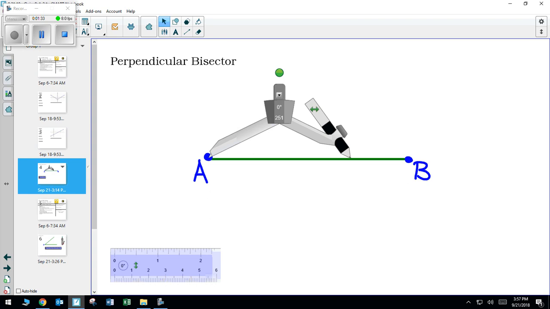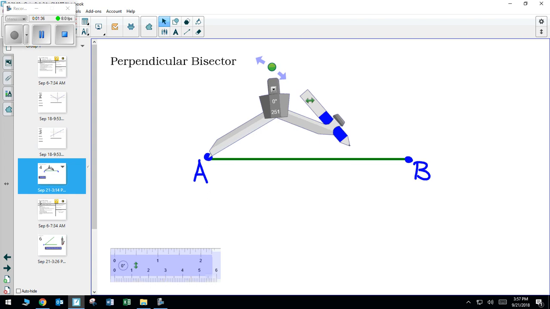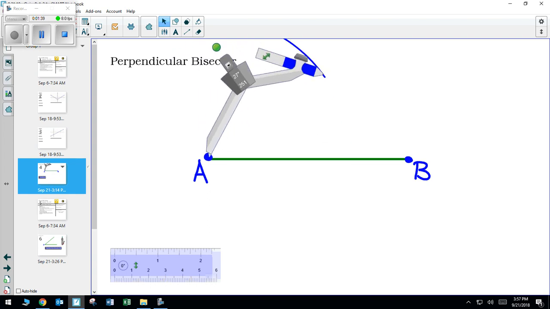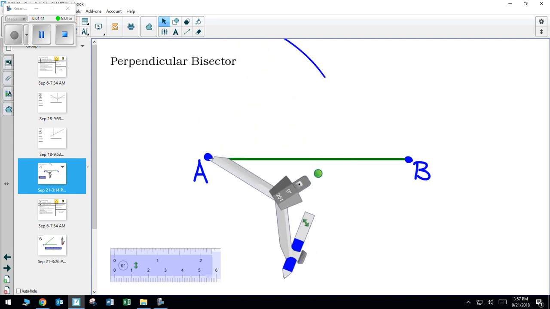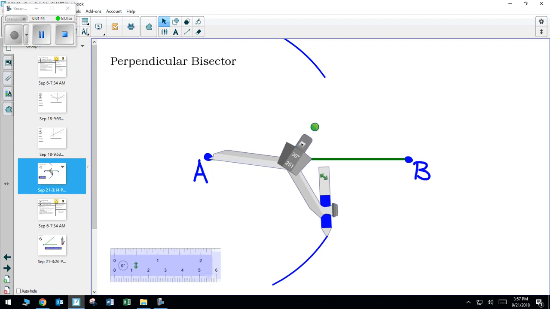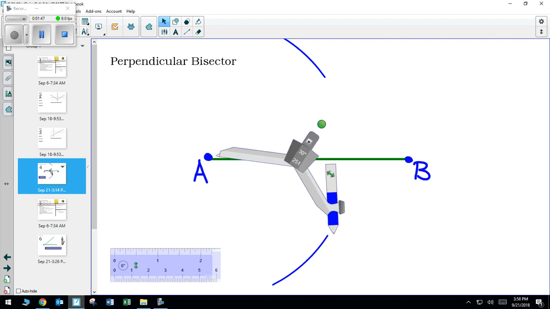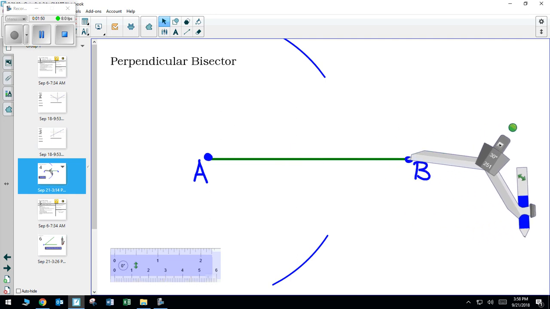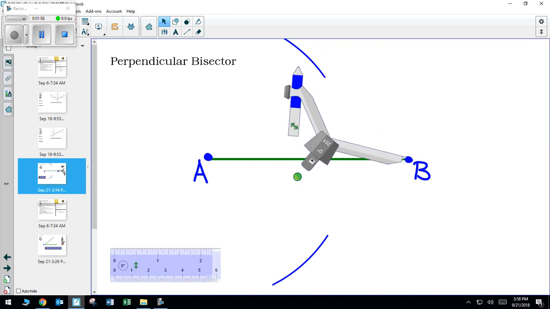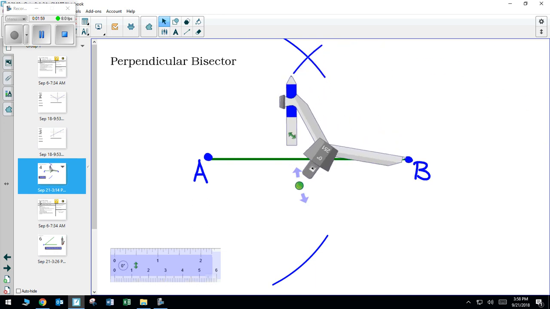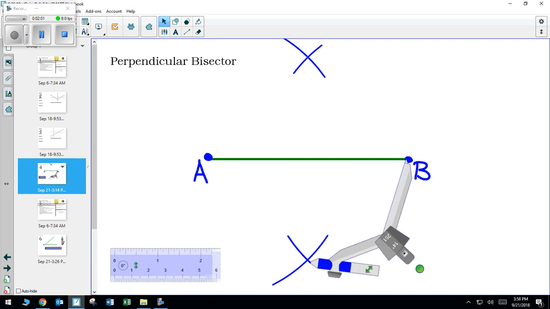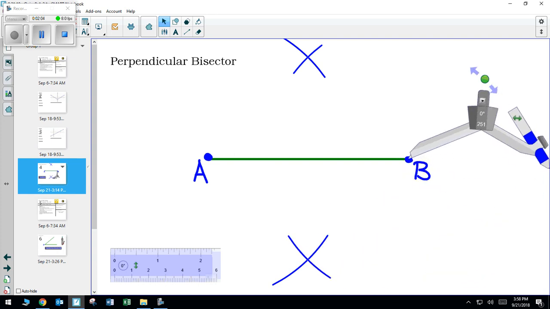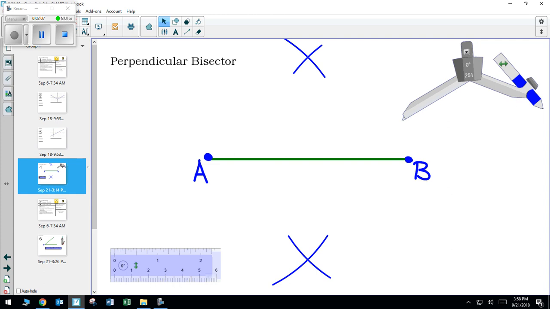And what you're going to do is make a mark above the line and a mark below the line. And using the same setting, you're going to pick up your compass and move it to point B. And you're going to do the same thing with the same measurement on your compass. And you're going to create two intersection points above and below the line. And we're going to call those points C and D.